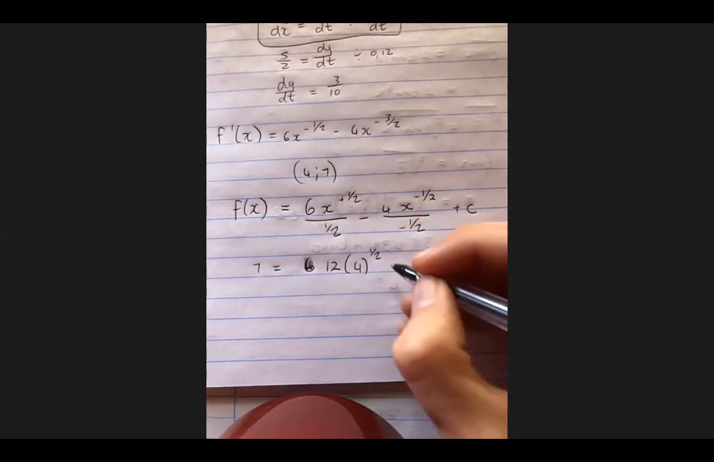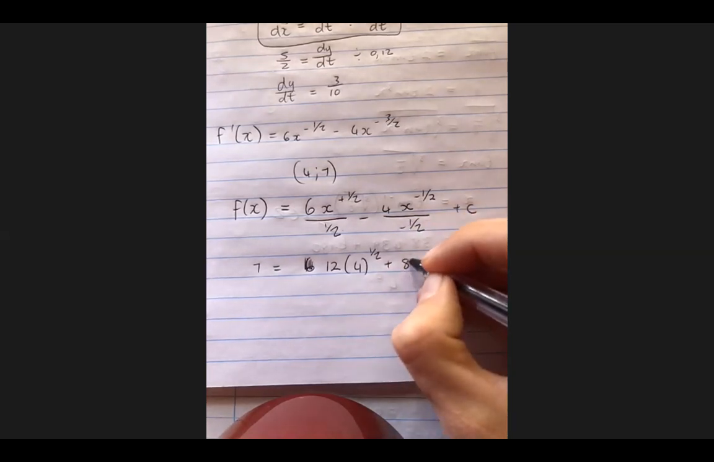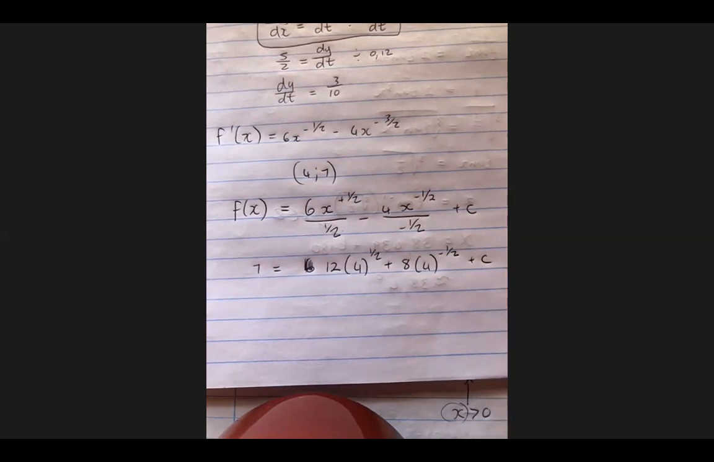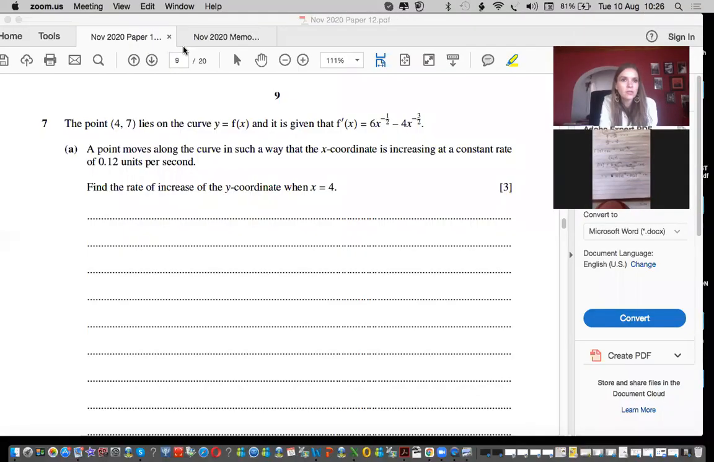Just take the double negative there. Divided by a half is 8. And then you can work out your C value. I don't think that that's too difficult. Type it in, type it in, type it in. And then we'll see what our C value was.